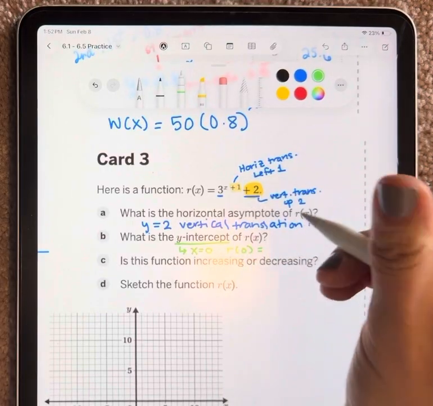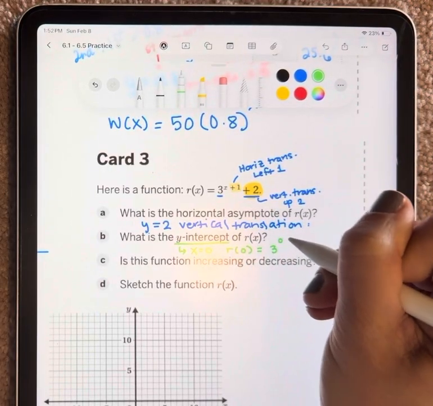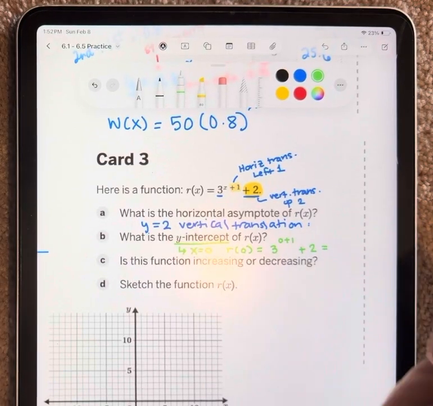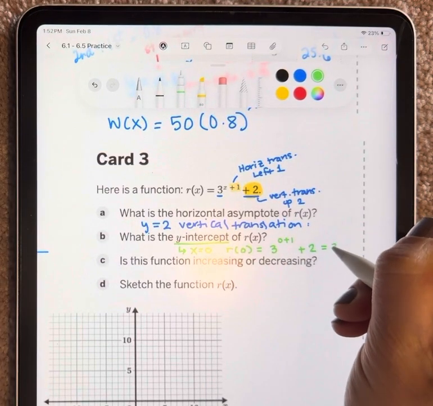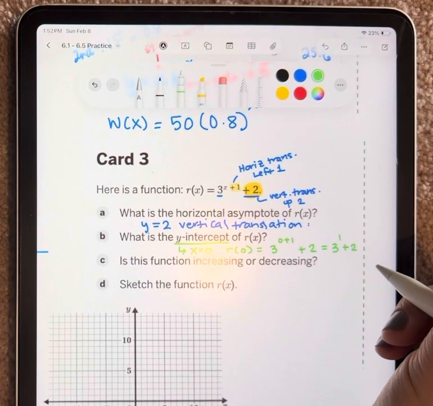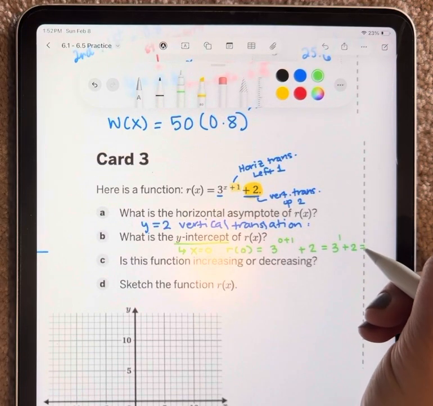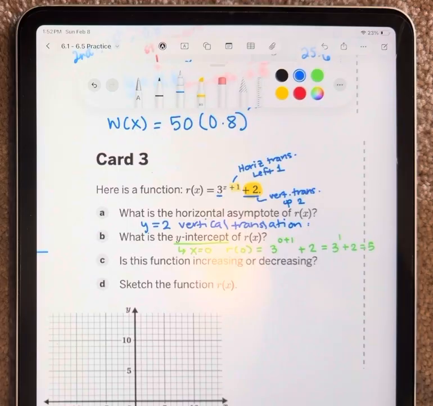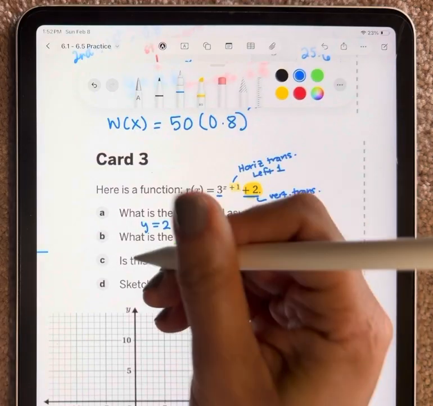Let's go plug 0 in. We get 3 to the 0 plus 1 plus 2. So this is 3 to the first power plus 2, which is 5. So the y-intercept is 0, 5.